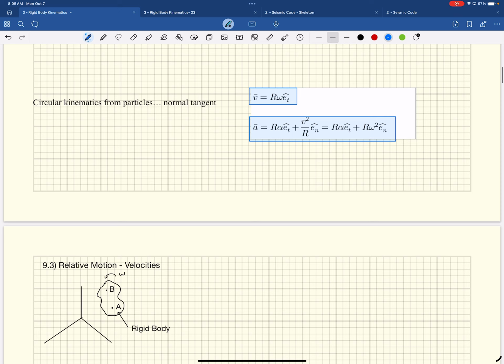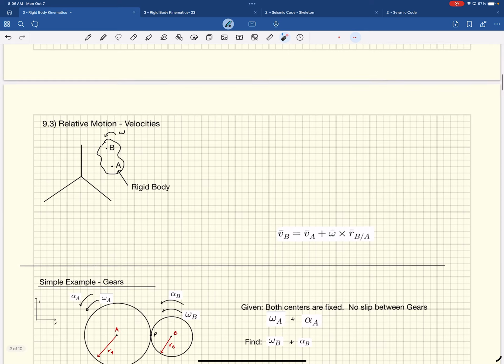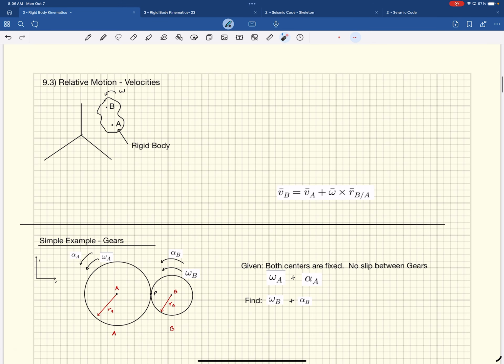And so accelerations are alpha in the et direction. You have a component associated with that omega changing. And then you also have a component associated with the direction changing, which is the centripetal acceleration. We'll come back to that a little bit later. Okay, so now we're going to come up with our big equation that we're going to use here.